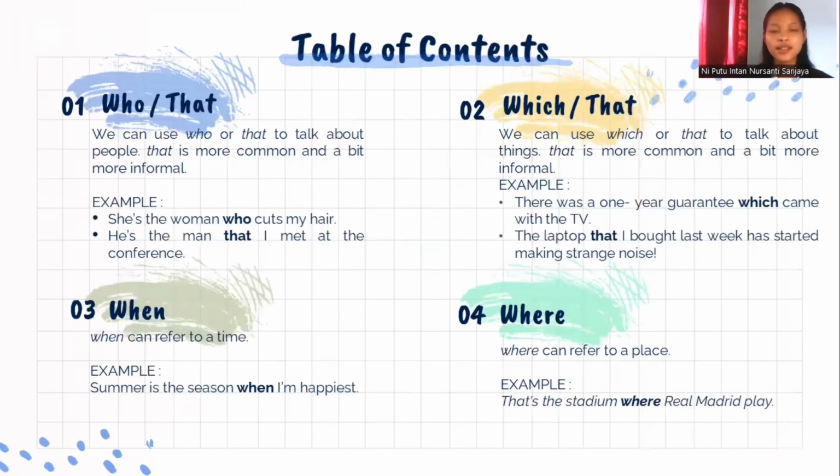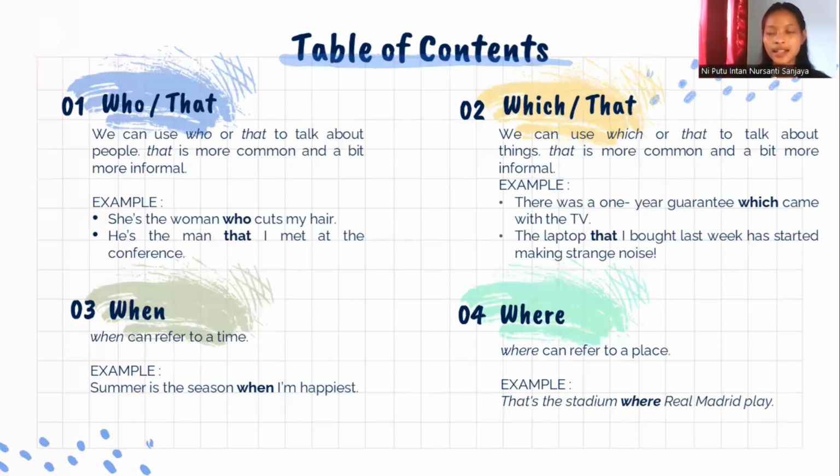The first one is who or that. We can use who or that to talk about people, that is more common and a bit more informal. For example, she is the woman who cut my hair. He is the man that I met at the conference.